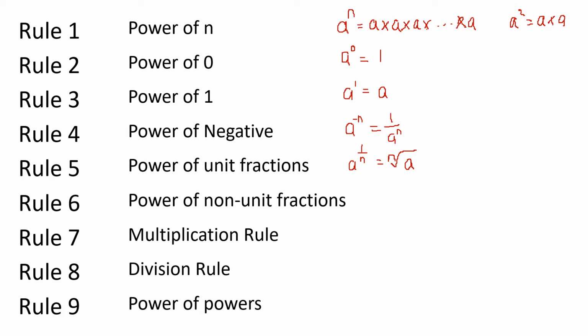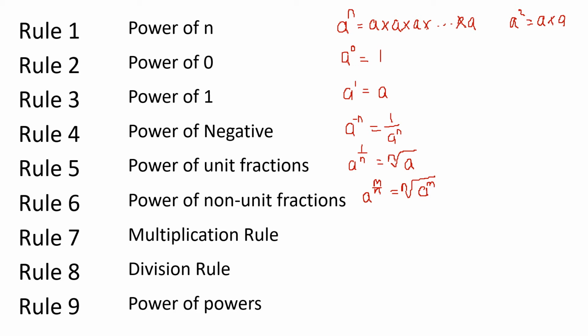Rule 6, the power of non-unit fractions, is when we have a fraction where the numerator is not 1. So it would be m over n. Again, as it's a fraction, it would be a root of something, or it's written as a surd. However, this time a would have its own indices. So we would still write the nth root of a, but a would be to the power of m.